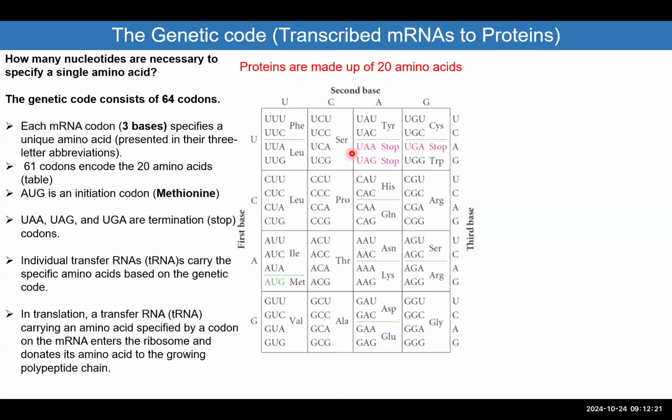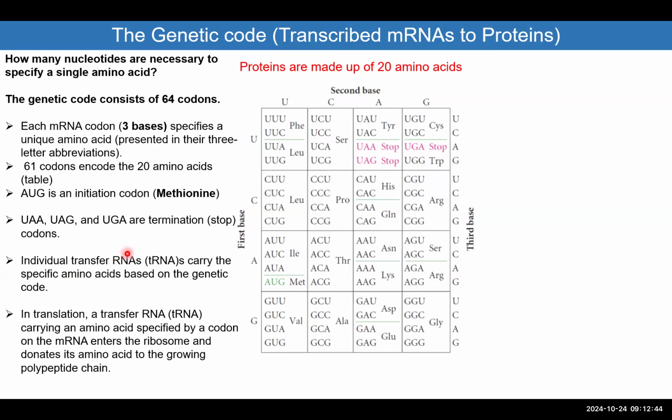There are 3 codons that would stop the process of translation. So whenever you reach a UAA or UAG or UGA on a messenger RNA, the translation process stops. So these are called termination of translation or termination codons.